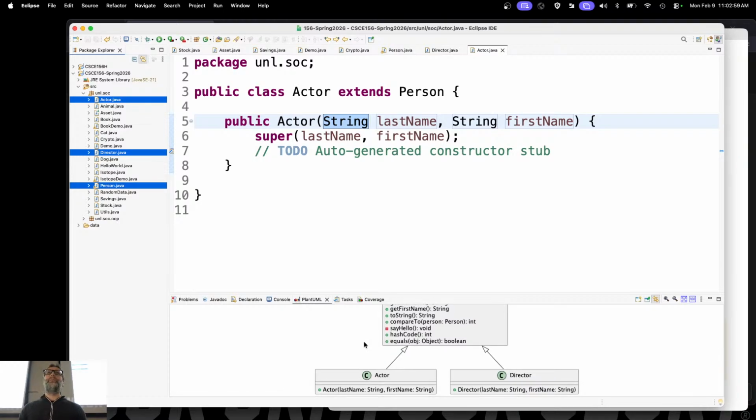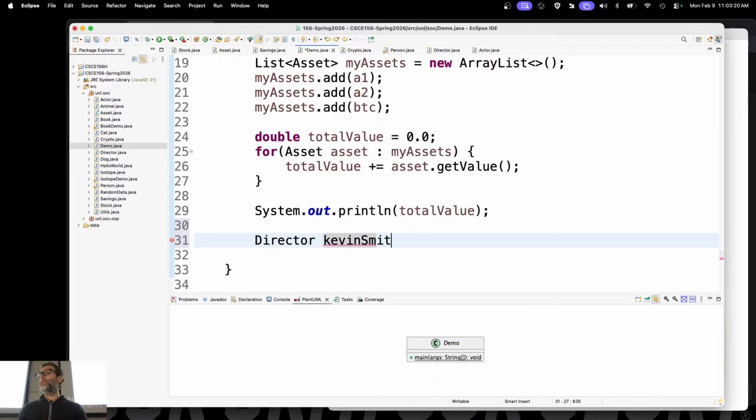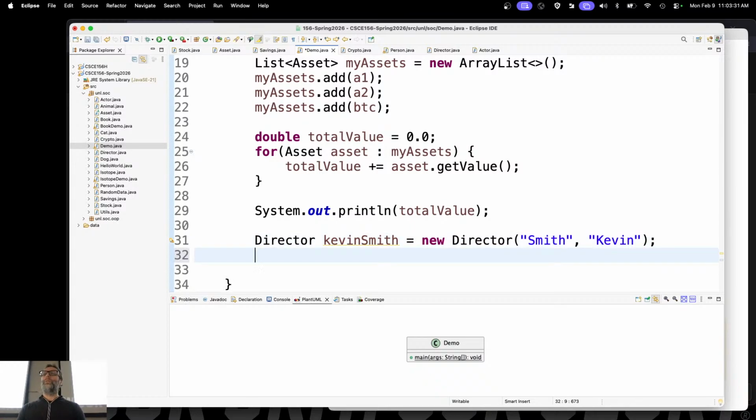Actor and director. Well, let me come over here to my demo class and ask what happens when I create somebody like, anybody know of a person who is both a director and an actor? I know, Kevin Smith. Director Kevin Smith is equal to new director and Smith, comma, Kevin. He is a director. He's directed many films, but he's also an actor. He always acts in his own films.